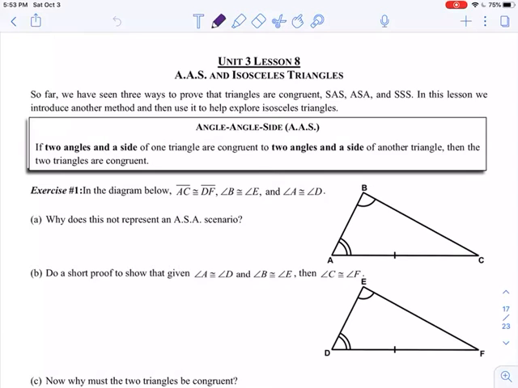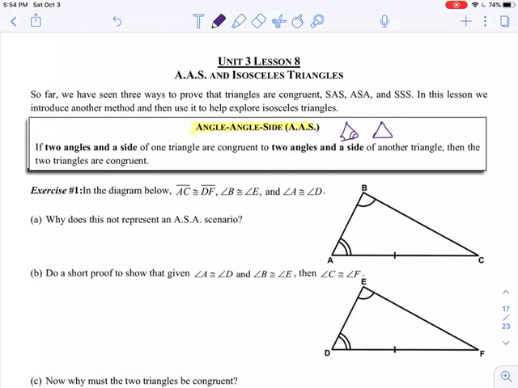Hi GOH, this is Unit 3, Lesson 8, and today we're going to talk about another method of proving triangles congruent, which is angle-angle-side, so AAS, and we're also going to talk about isosceles triangles. So far we've seen three ways to prove triangles are congruent: side-angle-side, angle-side-angle, and side-side-side. So this lesson is all about angle-angle-side.